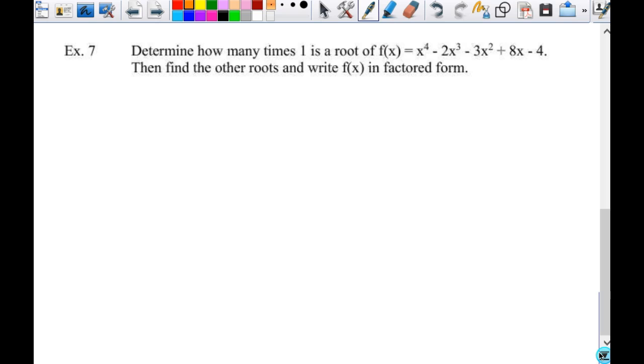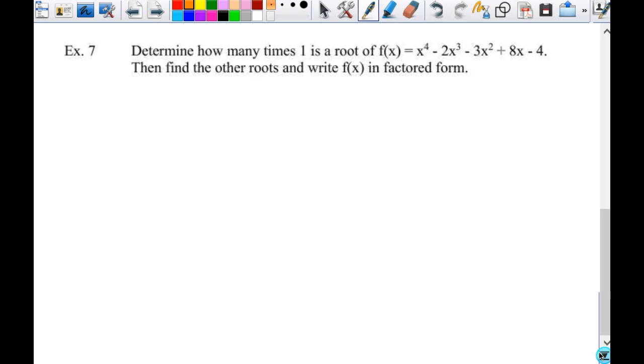All right, so determine how many times 1 is a root of this function, find the other roots, and write f of x in factored form. All right, so you did synthetic division. Did you do it where you kept going, like you did it again, and you did it again? I'm not sure if you do that in algebra 2 or not. But I want to see how many times 1 is a root, which the answer might be 0.